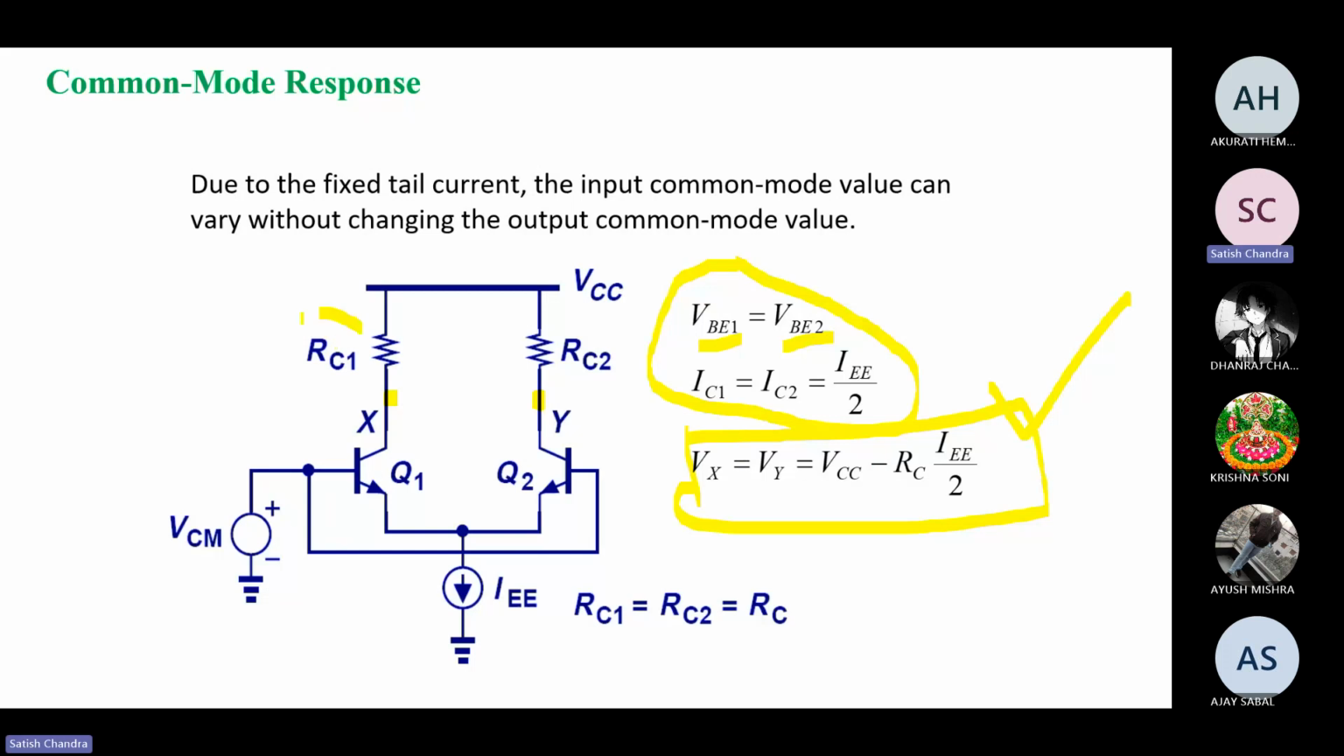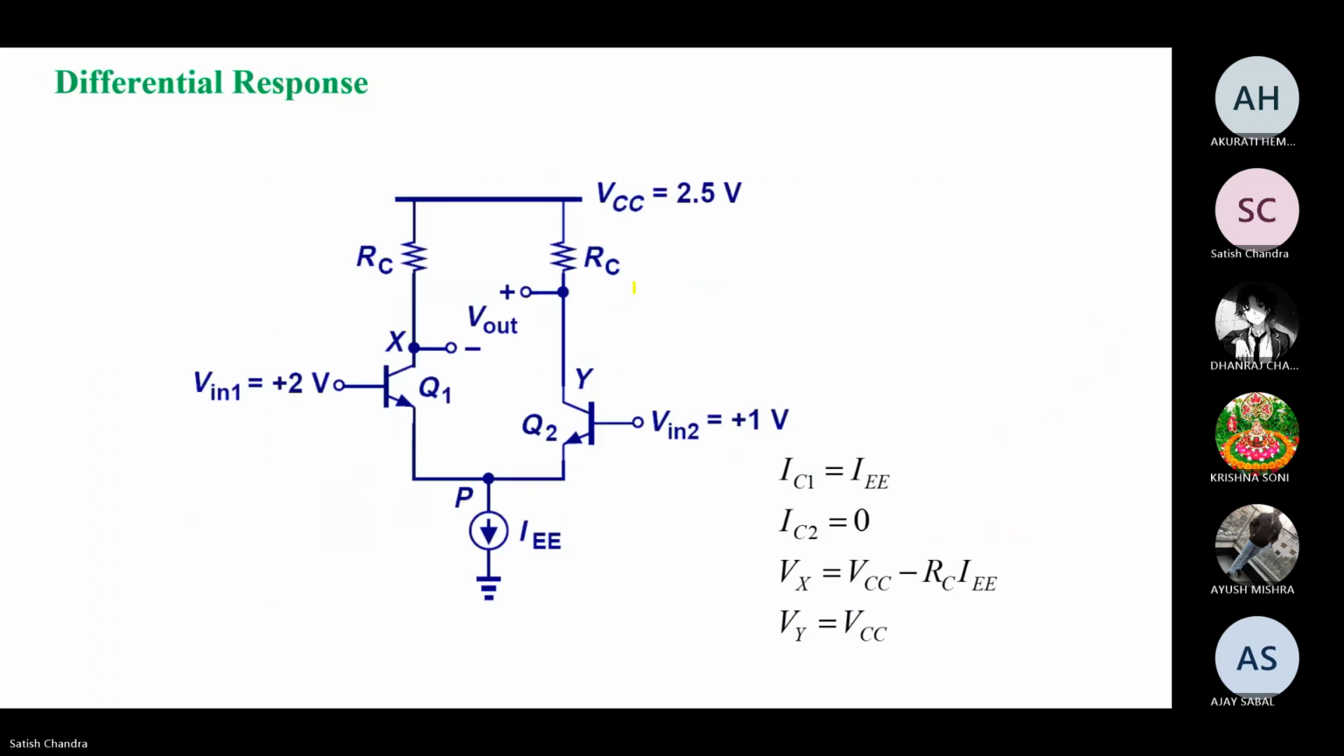And we are saying that RC1 and RC2 are also going to be the same. This is nothing but a standard differential amplifier. So now see a differential response, what is going to happen. Let's see what is there.